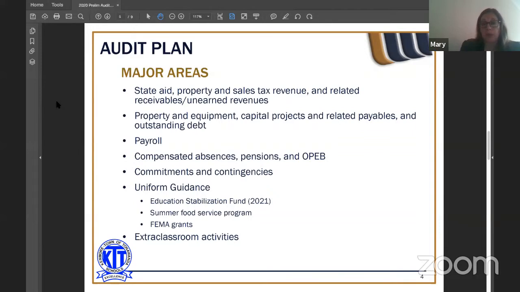We take a look at your payroll, compensated absences, pensions, and OPEB liabilities. If there's any commitments or contingencies, so for instance, if there's any construction commitments associated with those capital projects, or any contingencies, any litigation matters that you might have that might need to be disclosed. And then, as I said before, the uniform guidance, there's additional federal funds that'll be coming through Education Stabilization Fund money, which will be recorded in 2021.